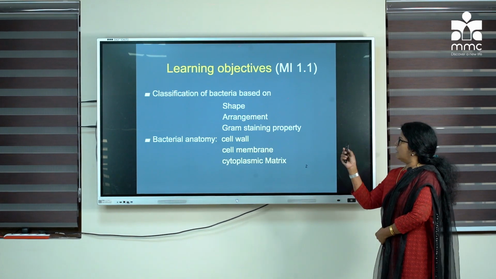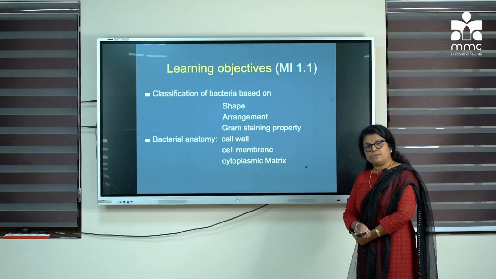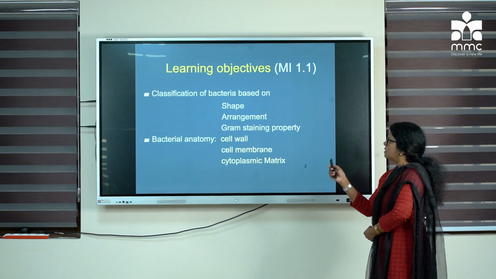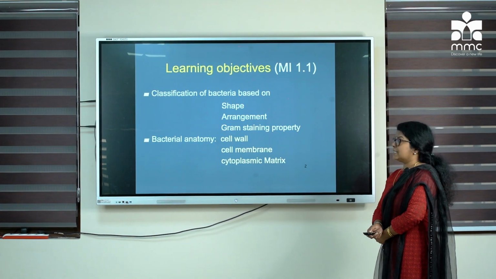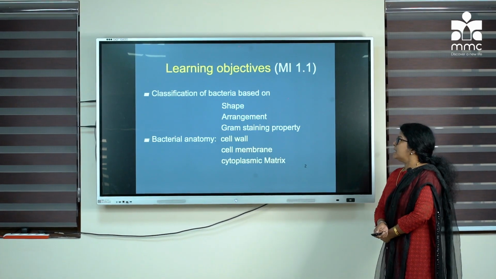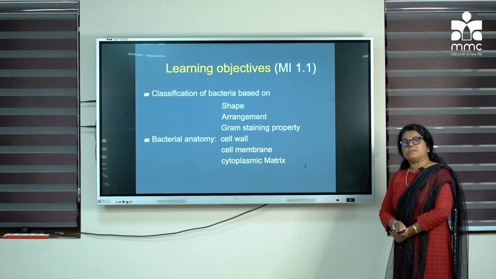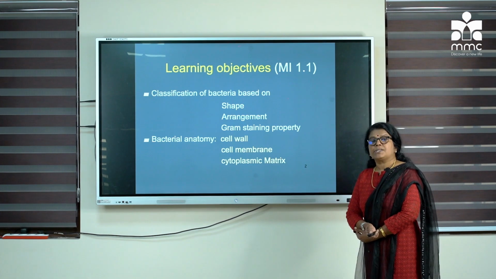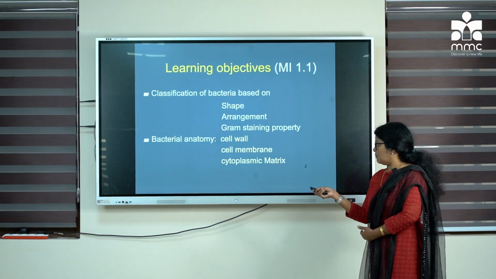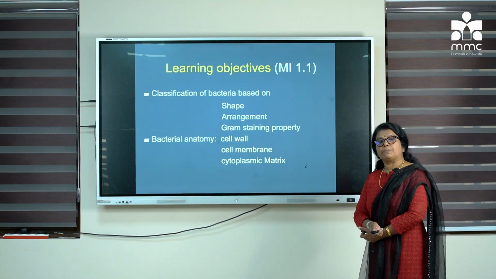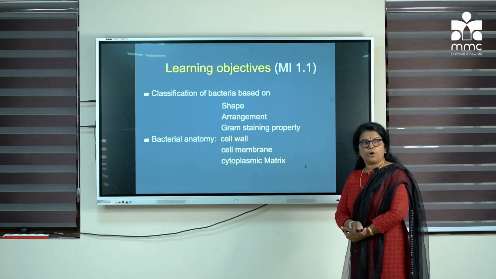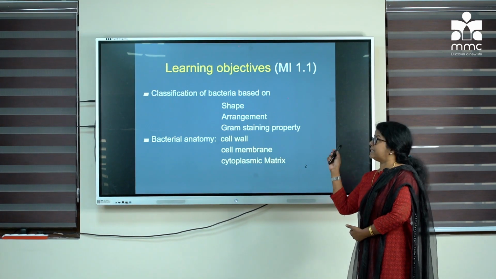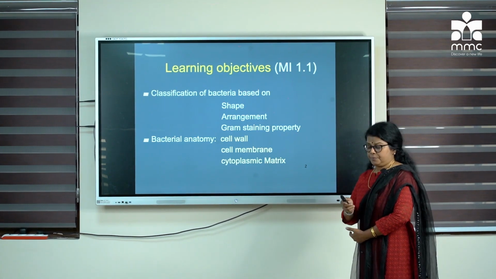So these are the learning objectives of this particular class: classification of bacteria based on shape, arrangement and gram staining property, as well as bacterial anatomy; and structure of bacteria including the cell wall, cell membrane and cytoplasmic matrix. This topic comes under the competency MI 1.1.